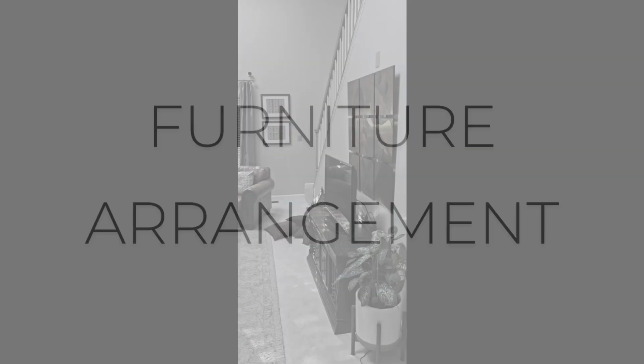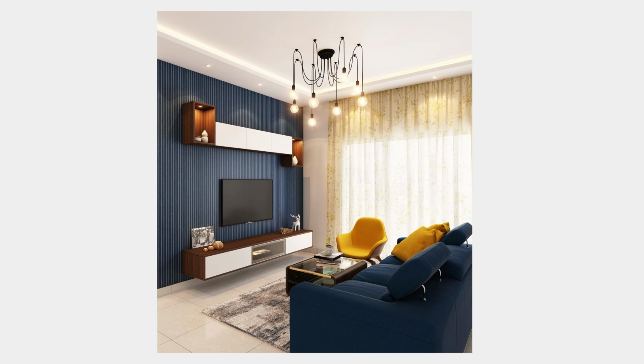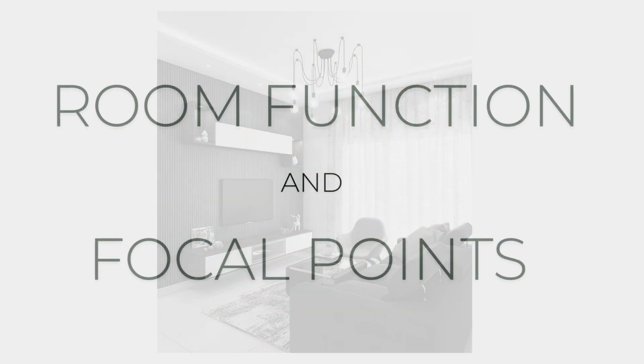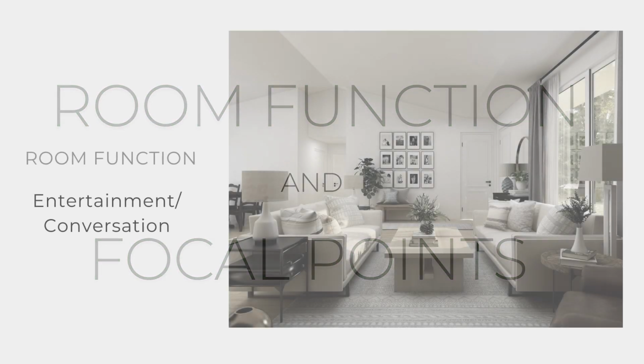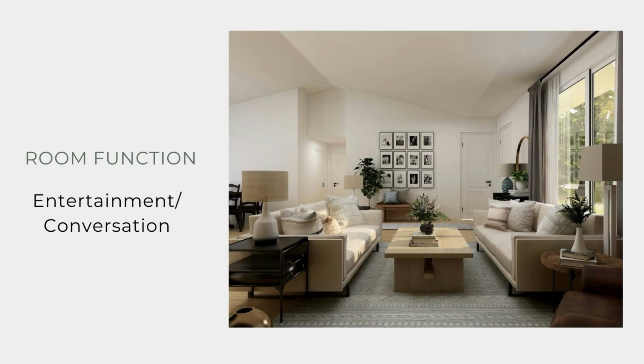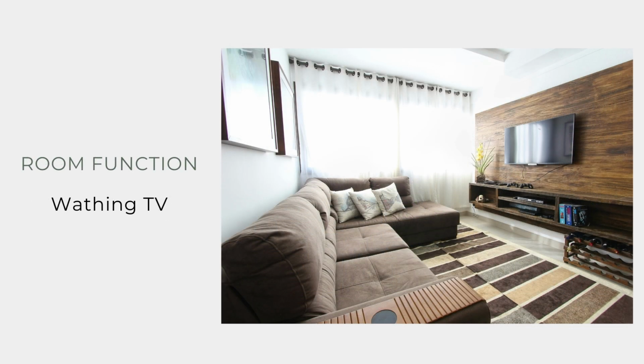So the question now is, how do you arrange your furniture around a focal point? The easy, simple answer is you place the biggest piece of furniture, which is your sofa, facing your focal point. But it's not as simple as that, because it depends on the room function. The room function is how you intend to use the room. So the primary function of family rooms and living rooms is, or should be, conversation, entertaining, talking with people. But we know that the primary function nowadays is watching TV.